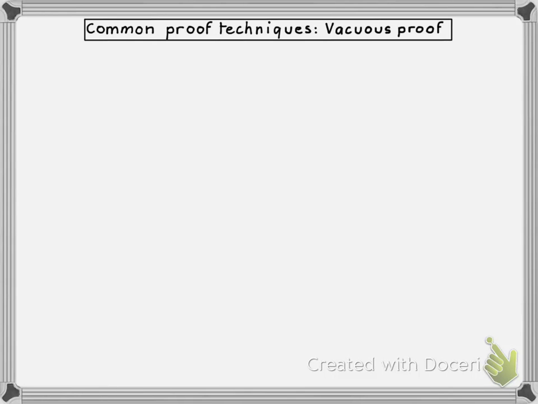Welcome back to this introductory lecture on proofs. In this fourth segment, we will introduce a new proof technique called a vacuous proof. And it applies to theorems of the form P implies Q. In other words, you can write a vacuous proof when the theorem is a conditional.